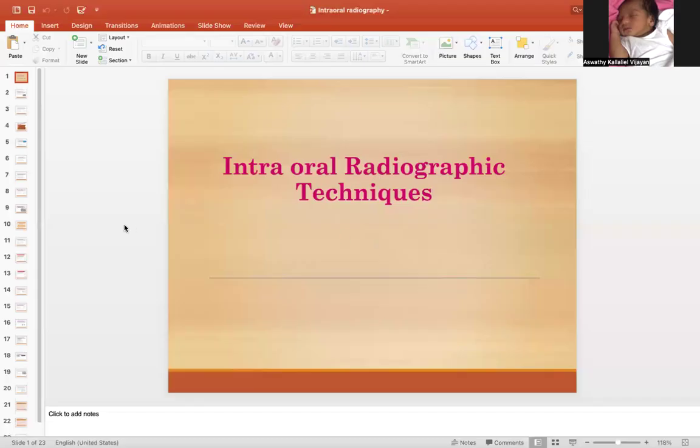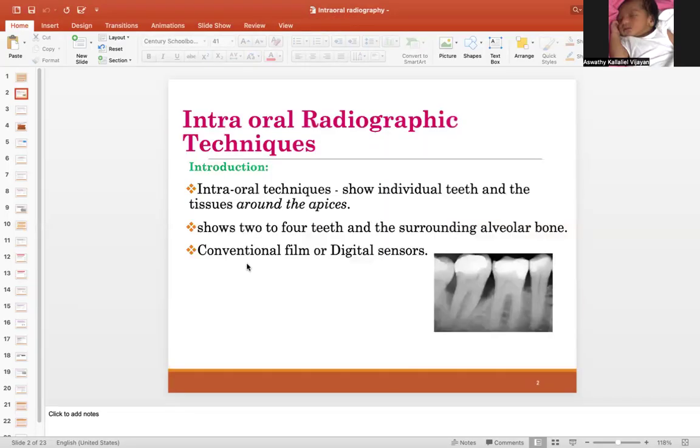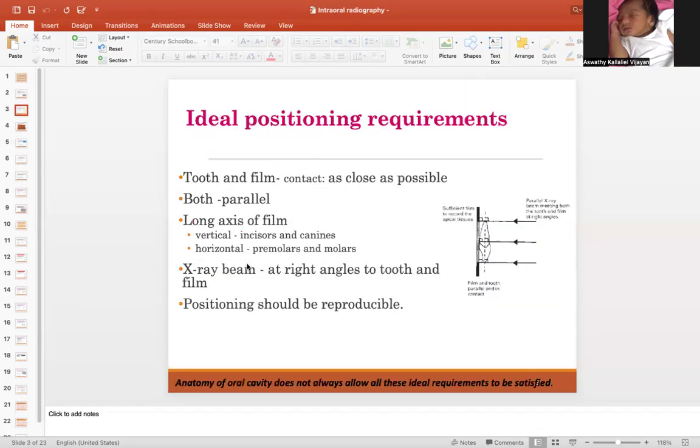So good morning. Today we will discuss intraoral radiographic techniques. Intraoral techniques show the individual teeth and the tissues around the apices. They show 2 to 4 teeth and the surrounding alveolar bone, where we can use conventional films or digital sensors.